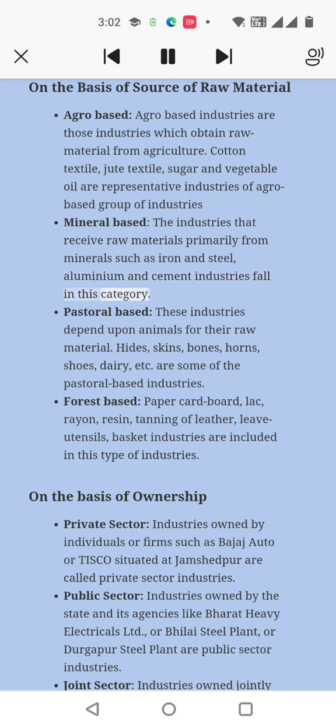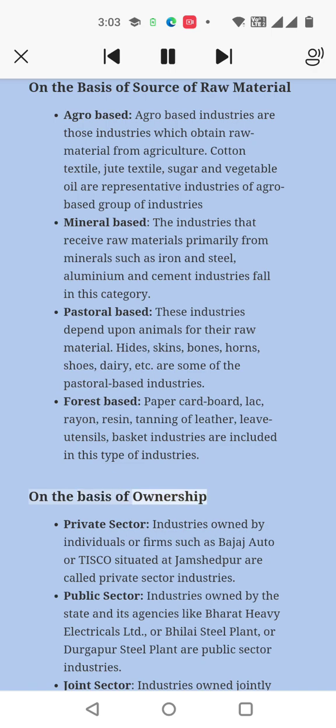Pastoral-based, these industries depend upon animals for their raw material. Hides, skins, bones, horns, shoes, dairy, etc. are some of the pastoral-based industries. Forest-based, paper, cardboard, lac, rayon, resin, tanning of leather, leaf utensils, basket industries are included in this type of industries.